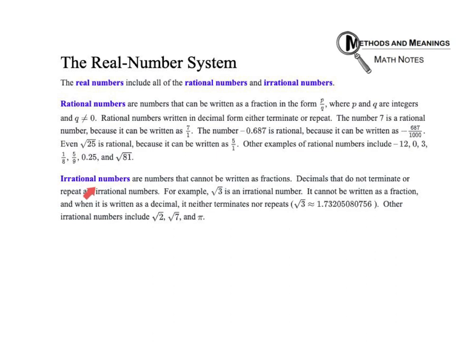Irrationals are just the opposite of that. They're any number that cannot be written as a fraction. They're also decimals that do not terminate or repeat. So, for example, the square root of 3. Square roots are very common irrational numbers, and then there's a very famous one here, pi, that you've probably seen before, especially in 7th grade with 3.14.